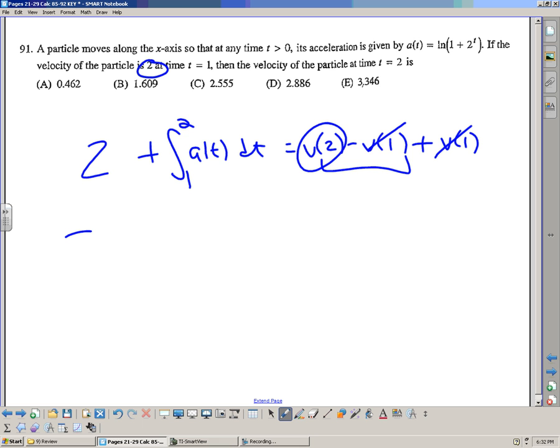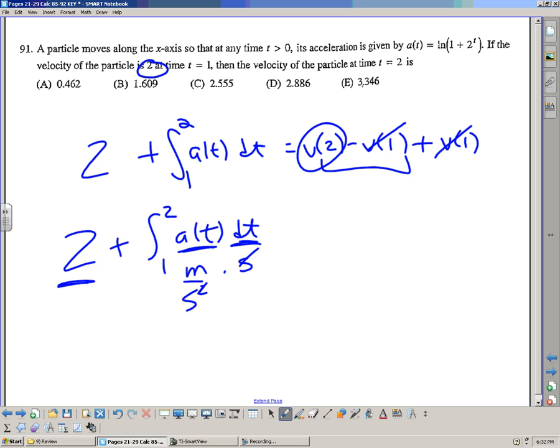Another way to think about it is, if you pick units for your acceleration, let's say, in meters per second squared, multiplied by a change in time, which is in seconds, I'm back to meters per second. This is the change in velocity on the interval 1 to 2, and I add 2 to that.